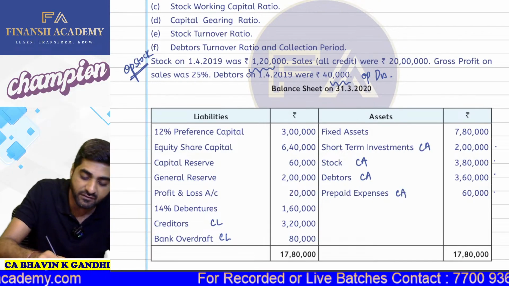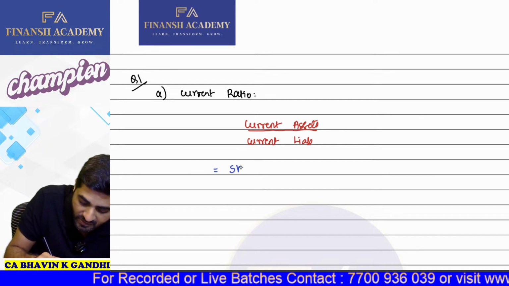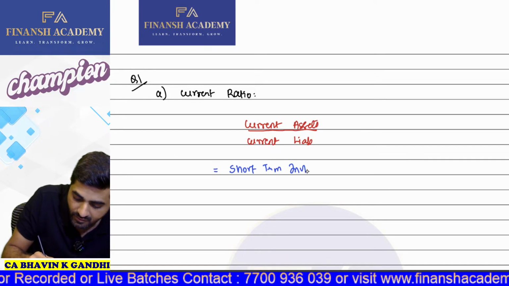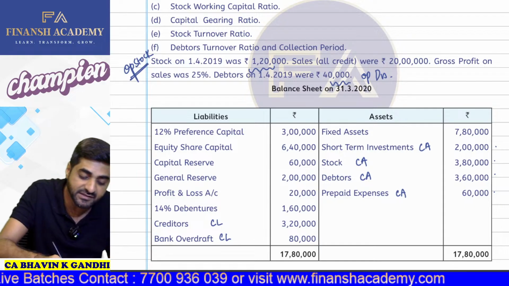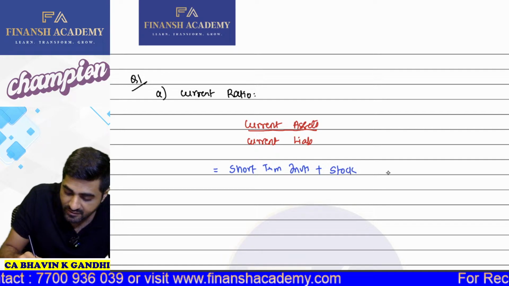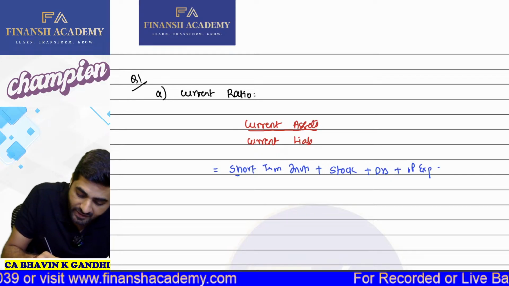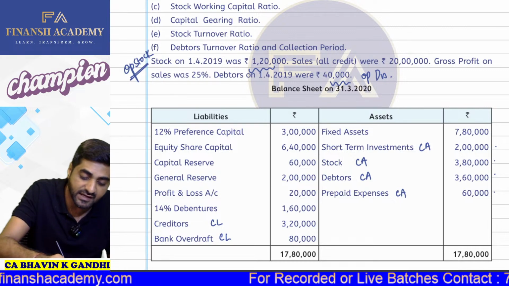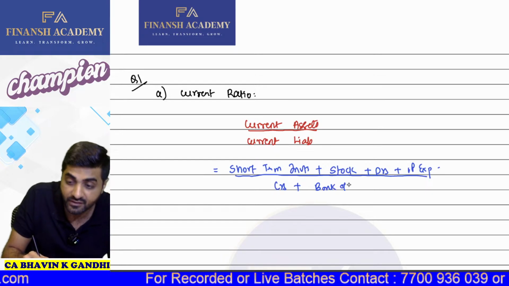What are the list of current assets which we have identified? Then we have something which is called as short-term investments. So now we have to write down the breakup of that. We have short-term investments. Then we have the next thing, which is your stock, debtors, and prepaid expenses. So we have stock, we have debtors, and then we have prepaid expenses. And then, my dear students, in your current liabilities, what do we have? So we have creditors and bank overdraft.